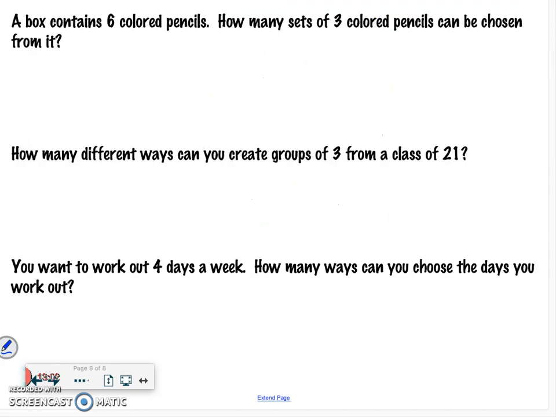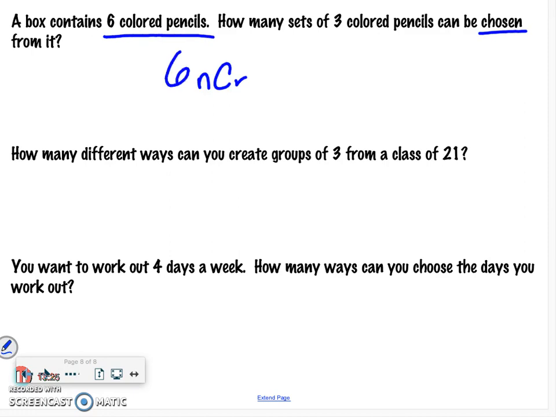All right, last slide of examples, just 3 more to do here. A box contains 6 colored pencils. How many sets of 3 colored pencils can be chosen from? Keyword being chosen. If we're choosing, we don't care what order they come in. So if order doesn't matter, combination. You still ask yourself, what's the big group? We have 6 colored pencils. Small group, we're choosing 3. So 6 nCr 3 gets you a grand total of 20 different ways.